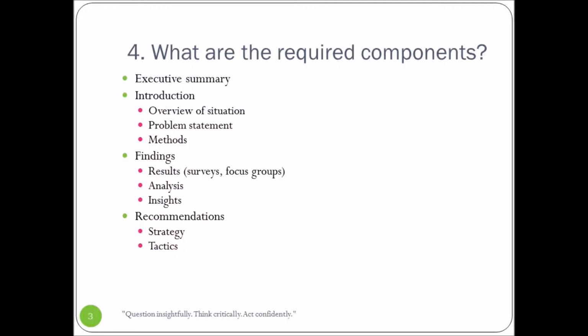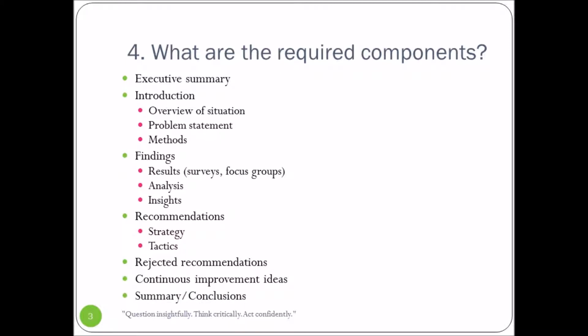As we continue, additionally, rejected recommendations. What are some things that you considered that were on your radar screen, but you just decided not to do? And continuous improvement ideas. If you were to do this again, what would you incorporate? And summary and conclusions. Additionally, references. You want to make sure that you're citing your references using the appropriate style.